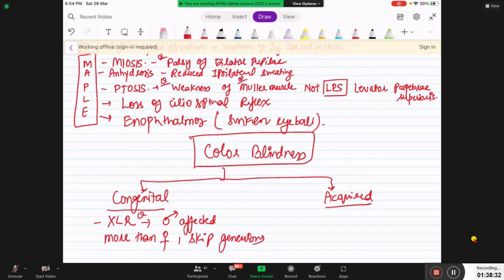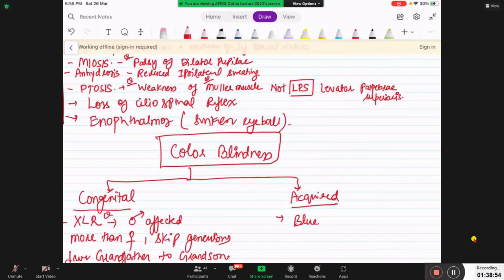They skip generations means it passes from grandfather to grandson. Okay, so it is X-linked recessive. Whereas in the acquired form, write down, blue-yellow color blindness is seen in macular diseases.